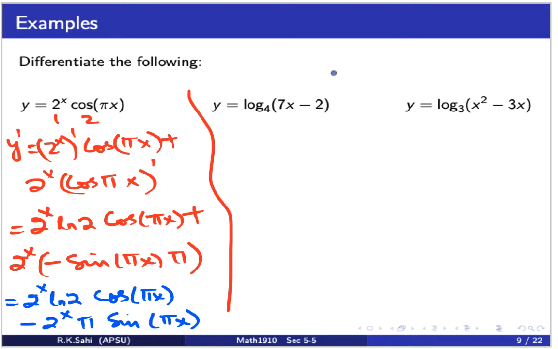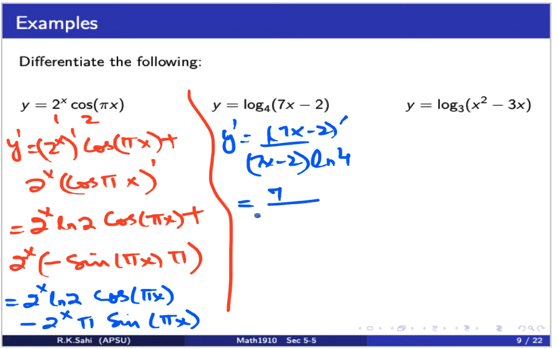Okay, let's look at this second one. Y equals log of 7x minus 2 to the base 4. So what's the differential? The differential is 1 over 7x minus 2 times natural log of 4. Then taking the differential in the numerator of 7x minus 2. So it's going to be 7 on the top, in the denominator 7x minus 2 times natural log of 4.